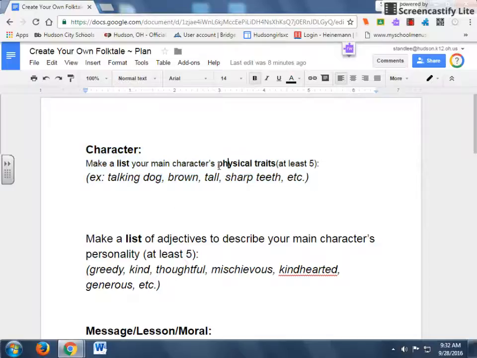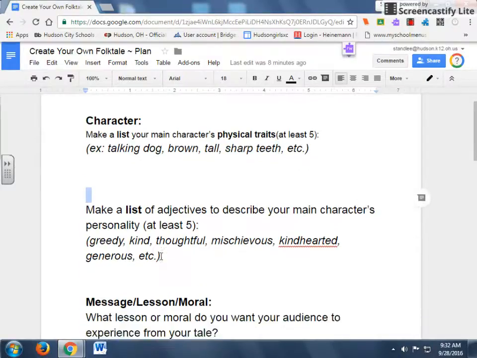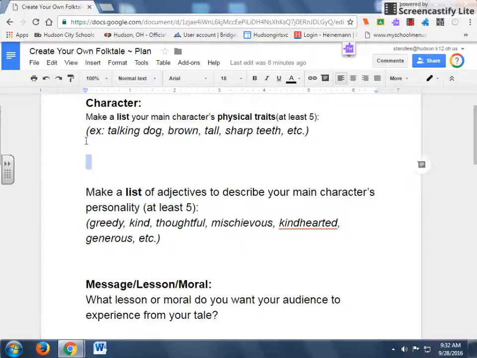So talk about the character's physical traits. Make a list of about 5 different things that are the physical traits of your character, like a talking dog, or maybe your character is brown and has fur, or it's tall and has sharp teeth, or maybe it has claws, etc. The next thing you'll need to do is make a list, and you can make that right in here in this area. You can just type your answers right in here and make a list.